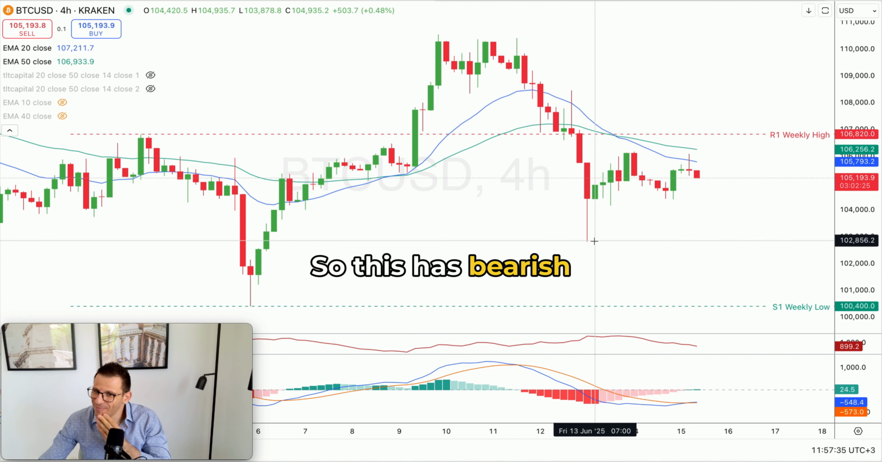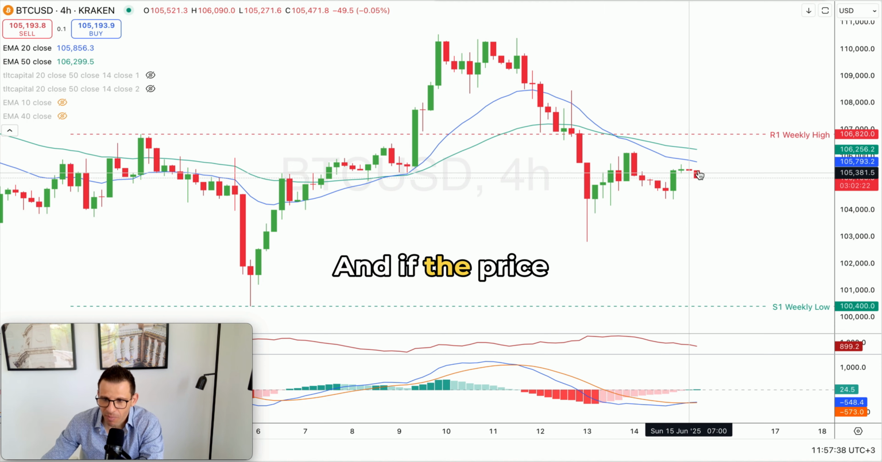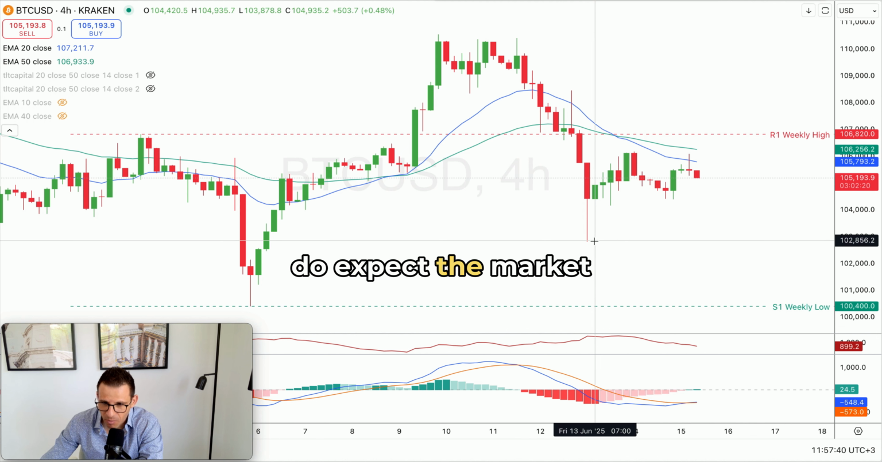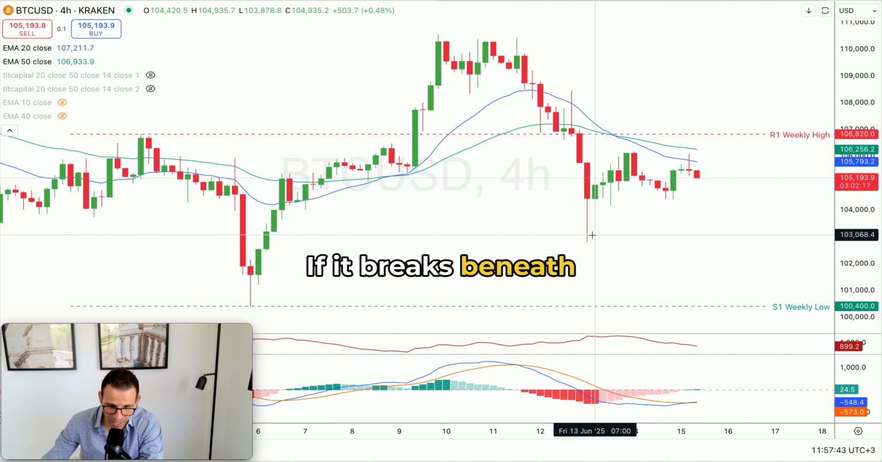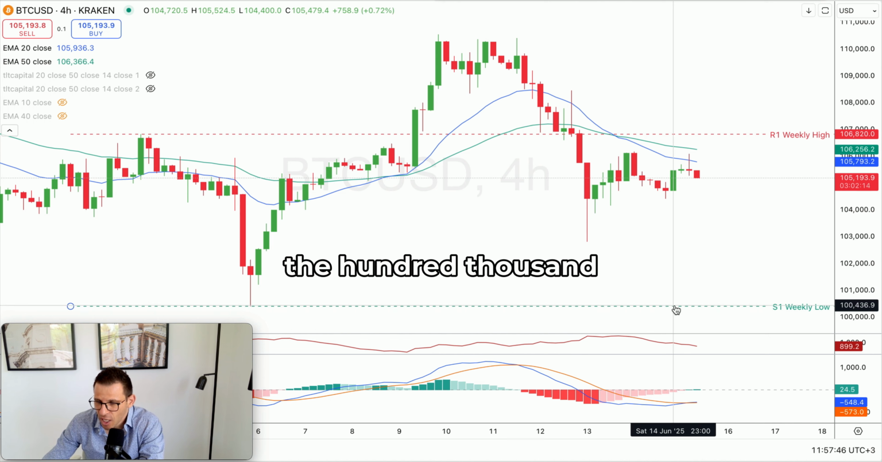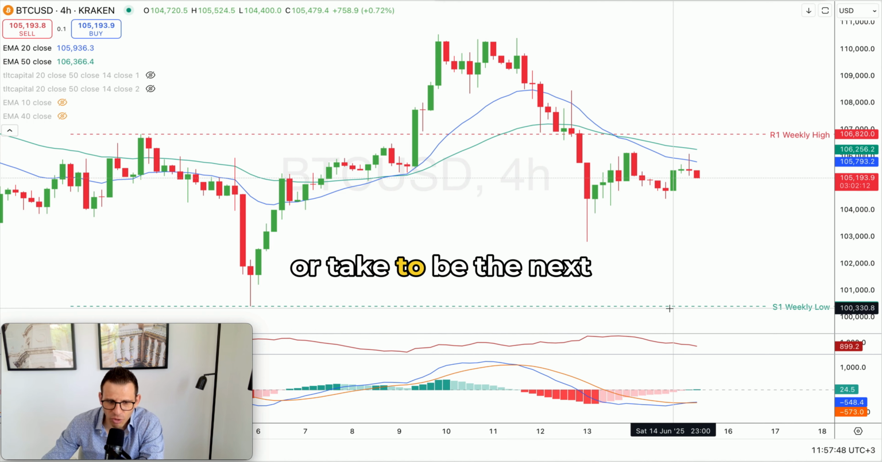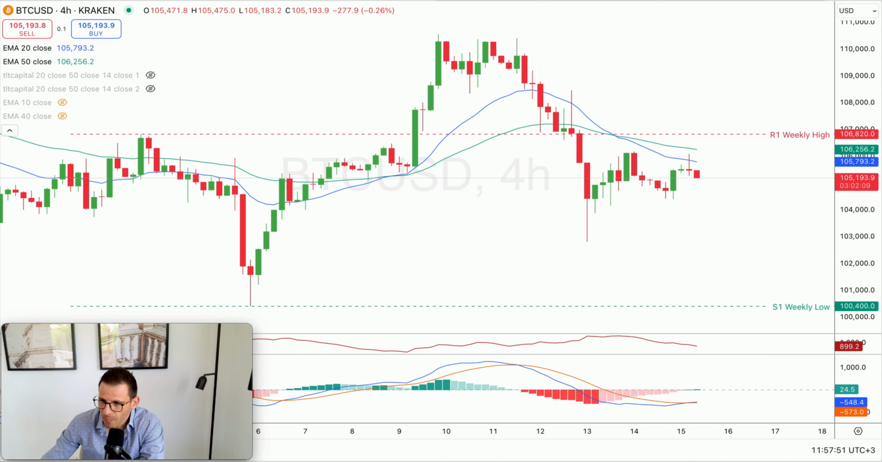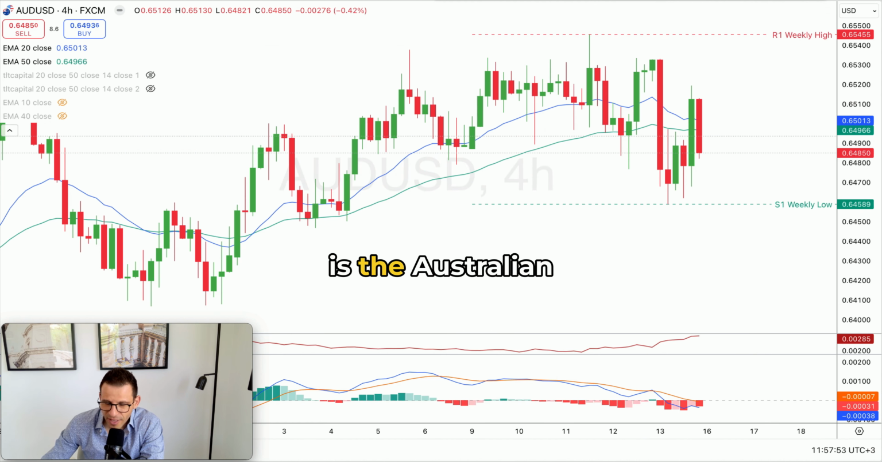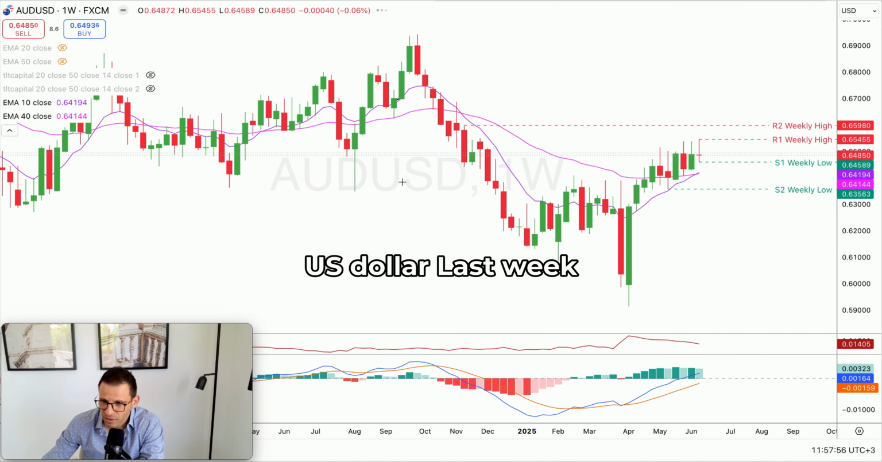So this has bearish implications, and if the price moves further down, we do expect the market to reach this level. If it breaks beneath this level, we expect $100,000, give or take, to be the next level of support. Next one on the list is the Australian dollar against the US dollar.